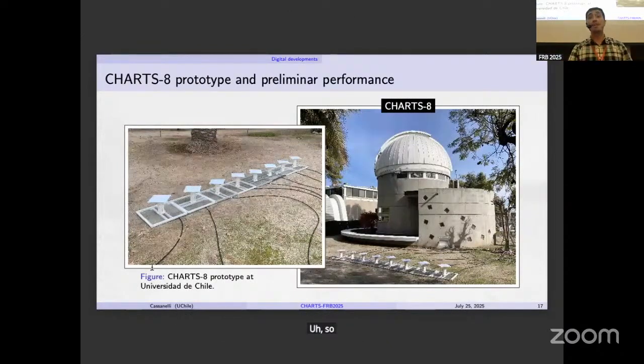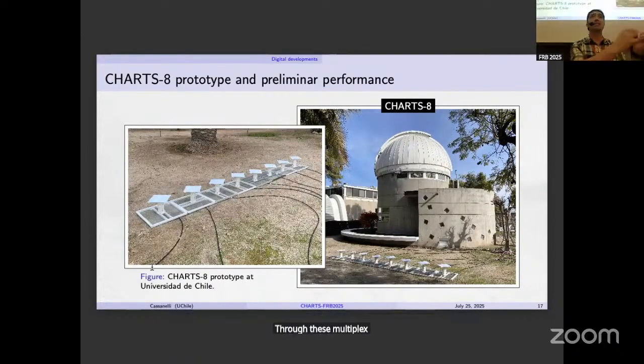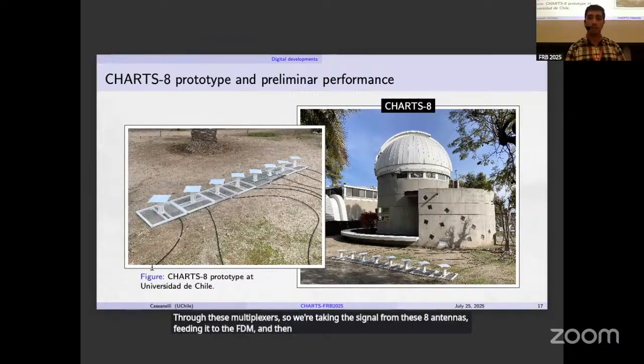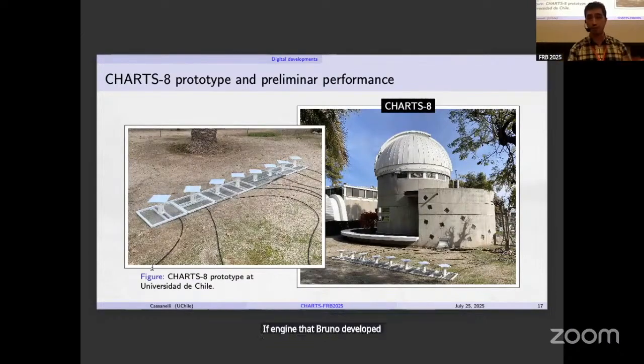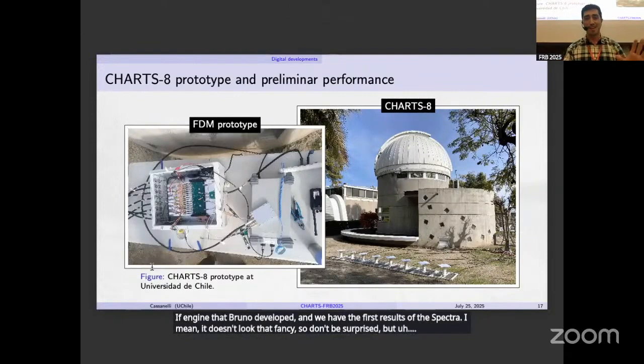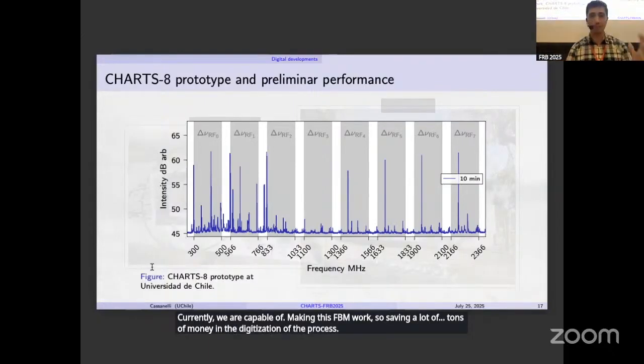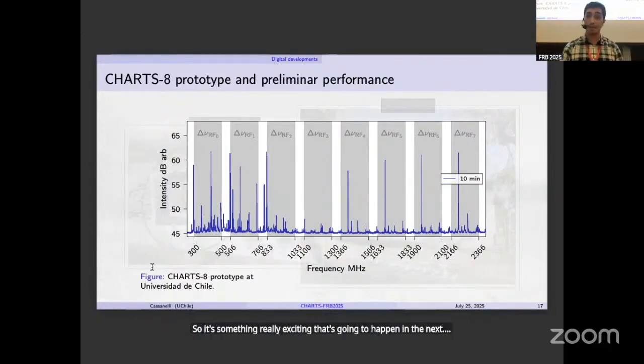This is the preliminary prototype that we have next to the astronomy department. We have 8 antennas currently working through the FDM, through this multiplexer. We take the signal from these 8 antennas, feed it to the FDM, and then digitize them with this F-engine that Bruno developed. And we have the first results of the spectra. It doesn't look that fancy, so don't be surprised, but we still have a few things to debug. Currently we are capable of making this FDM work, saving tons of money in the digitization. It's really exciting and is going to happen in the next few months.